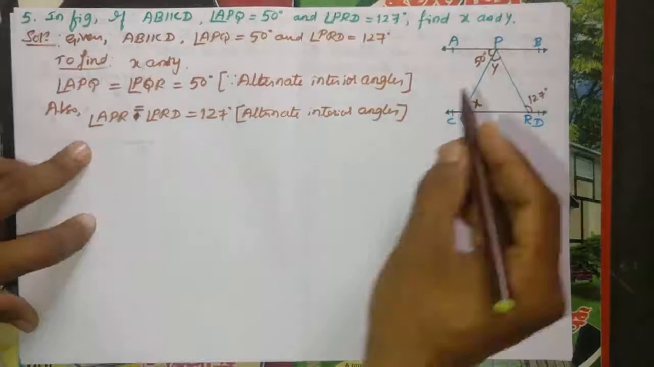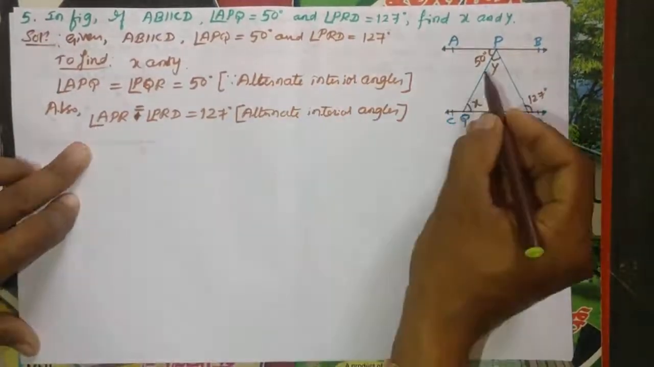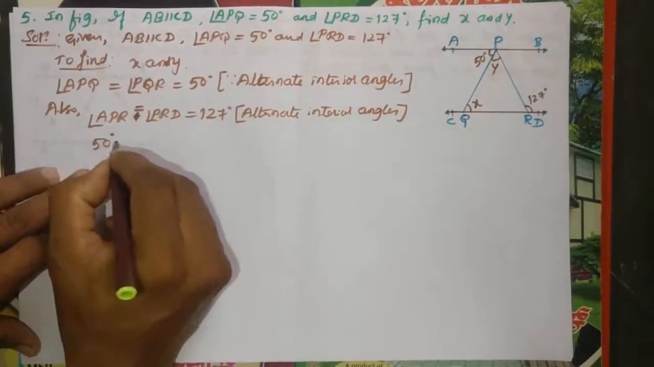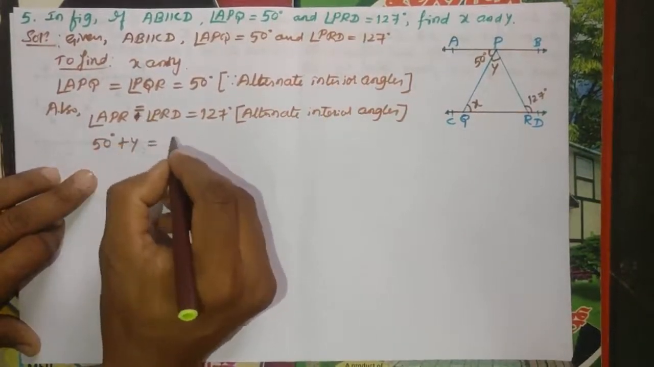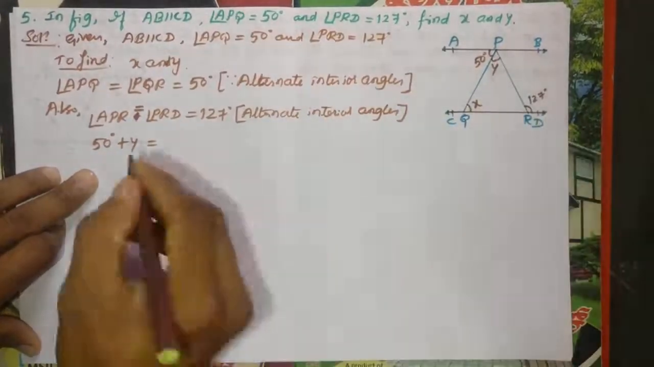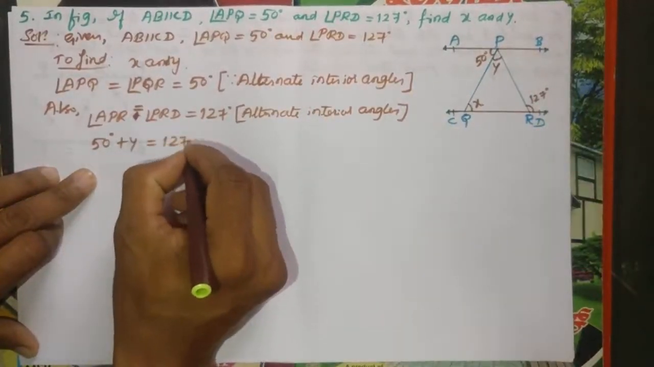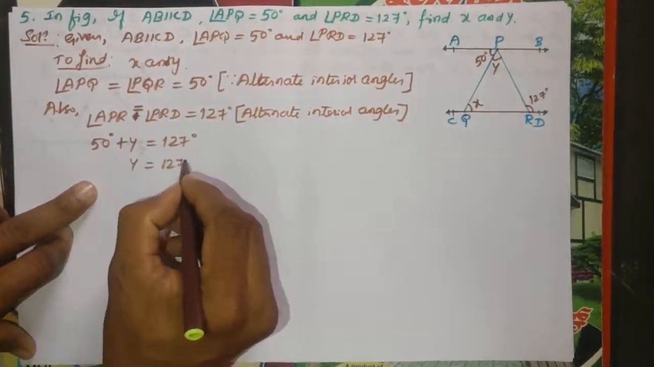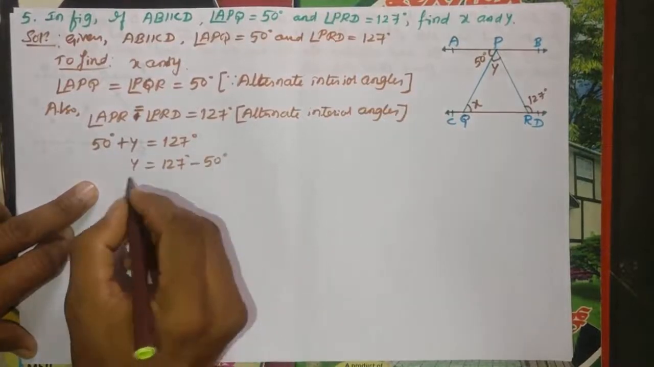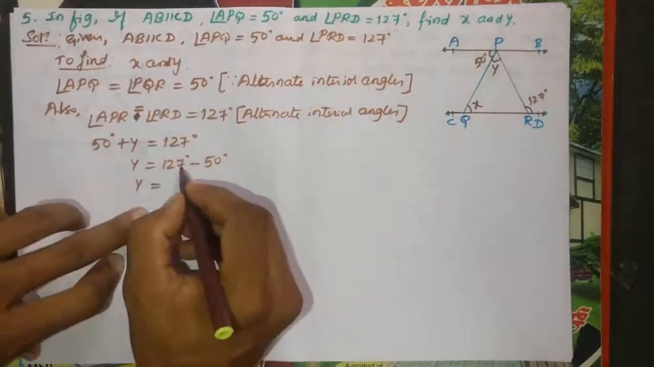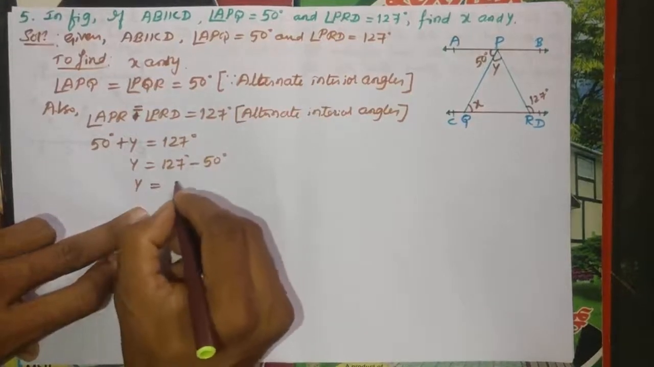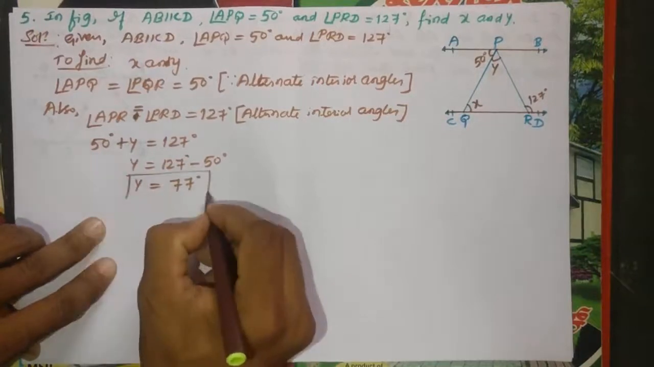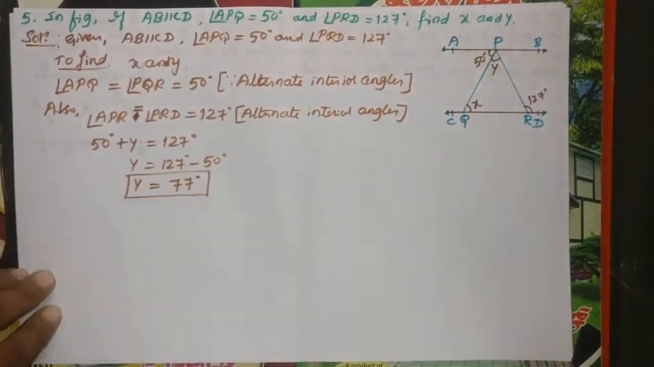Let us see now. APR is equal to 50 degrees plus Y, and PRD is equal to 127 degrees. So Y is equal to 127 degrees minus 50 degrees. Therefore, Y is equal to 77 degrees.